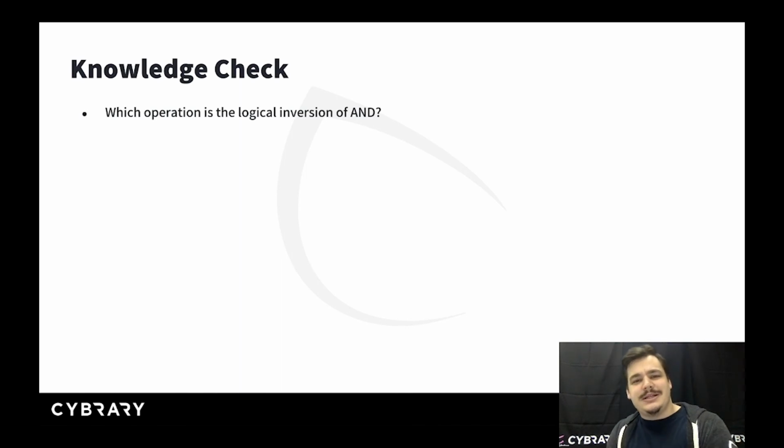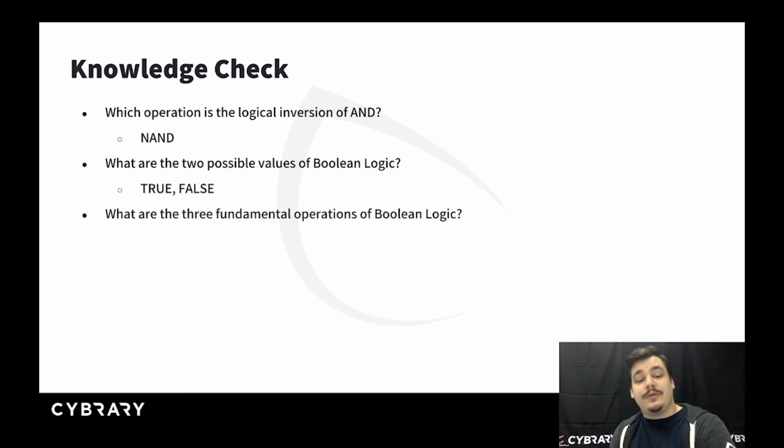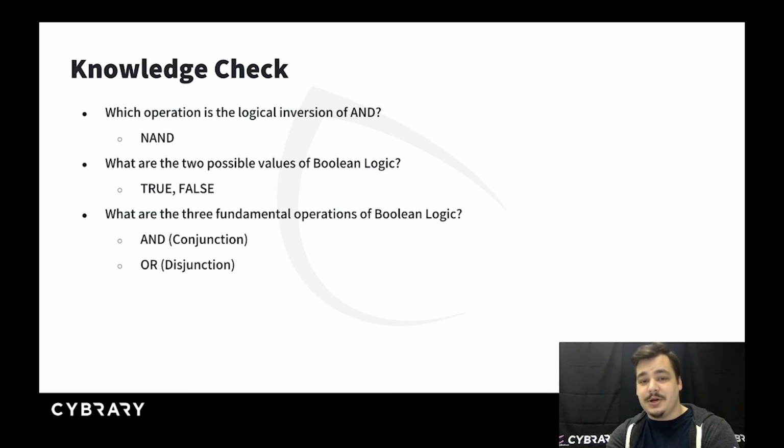So which operation is the logical inversion of AND? What is derived from the combination of AND and NOT? The answer is NAND. What are the two possible values of Boolean logic? There are only two. True and false. What are the three fundamental operations of Boolean logic? There are lots of possible operations. There are only three that are fundamental. AND, logical conjunction, OR, logical disjunction, and NOT, logical inversion.